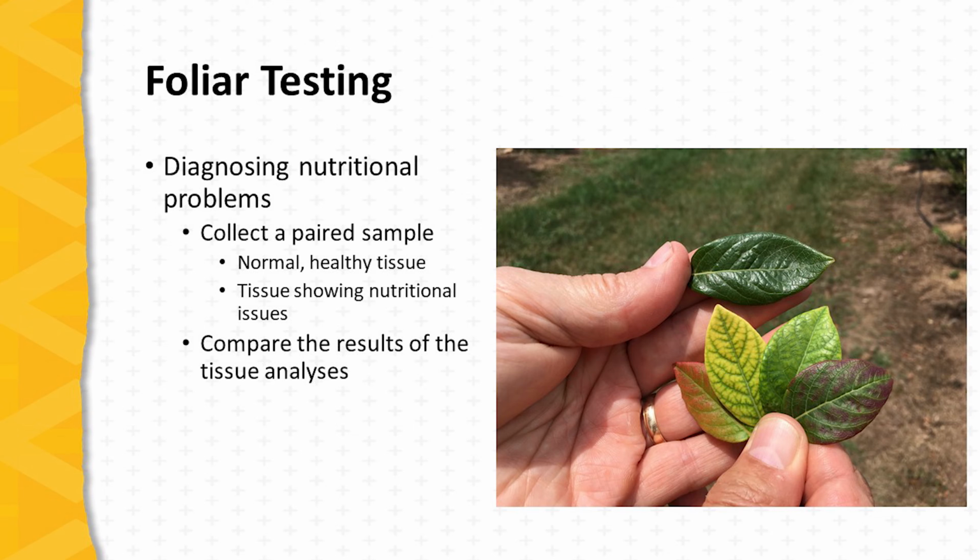In this case, twinned foliar tests are collected. One sample includes healthy foliage, the other sample includes the foliage that is exhibiting the nutrient deficiency symptoms. The results of the foliar test are then compared, and if differences are seen in the relative amounts of particular nutrients, this can be an indication that these nutrients are contributing to the visual symptoms.